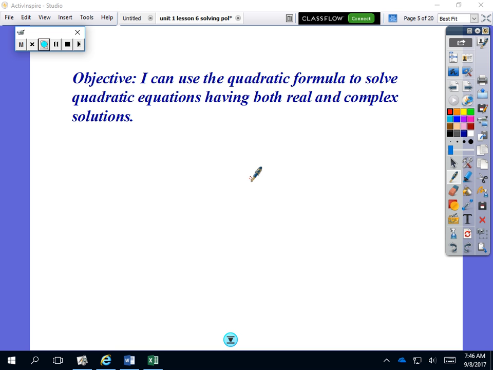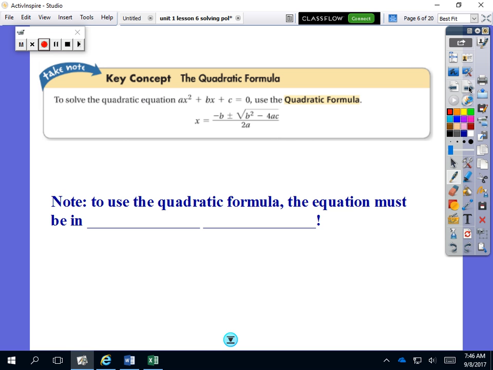Okay, so now the rest of the lesson will be in your notes. Objective is to use the quadratic formula to solve quadratic equations. Actually, we're going to be solving polynomials, not just quadratic equations. Quadratic equations are polynomials of degree 2. We're going to focus more on degree 3 today.